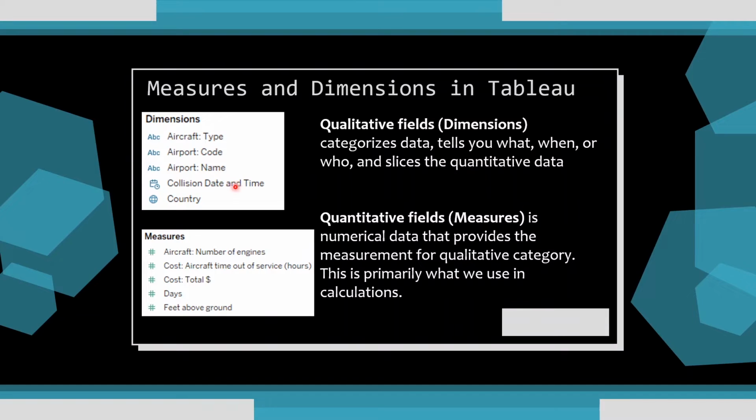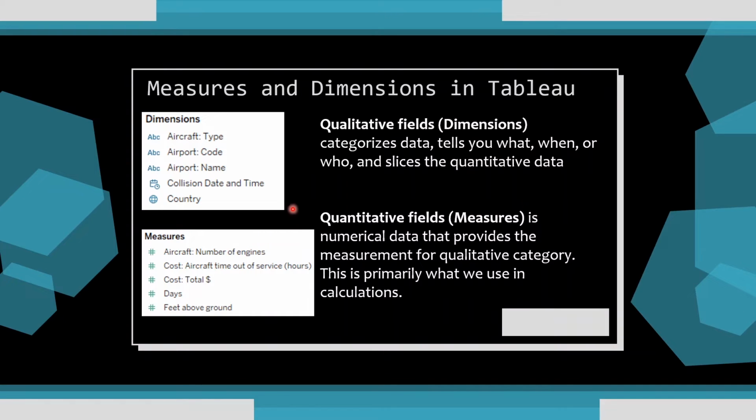And this is another example here. So you have qualitative fields, which we call dimensions in Tableau. And basically this type of field is a field that categorizes data. It tells you the what, when, or who, and slices the quantitative fields. And this is an example of qualitative fields or dimensions in Tableau.